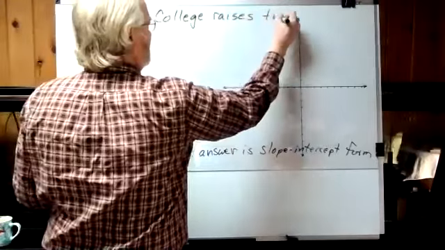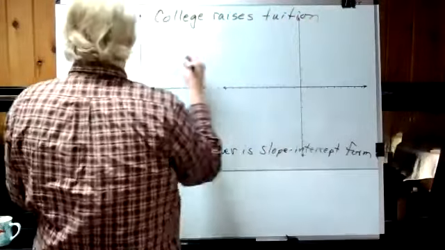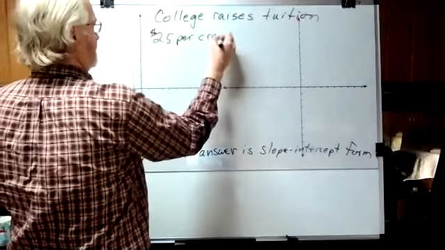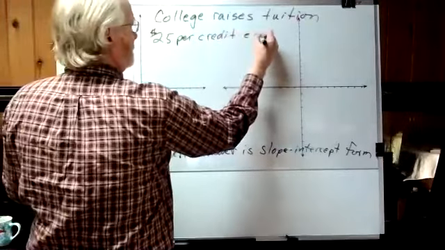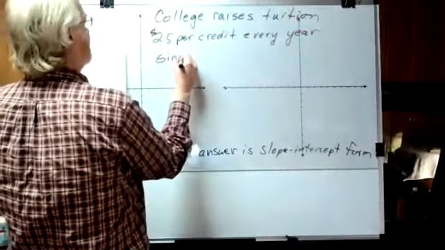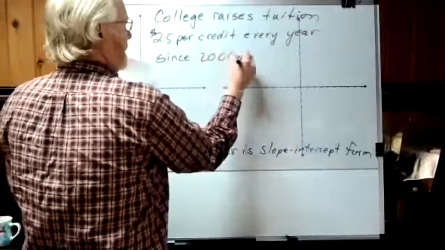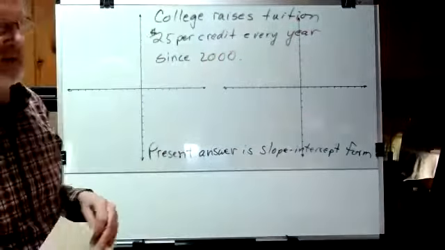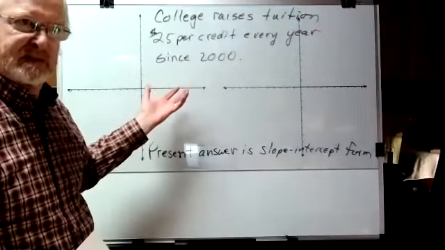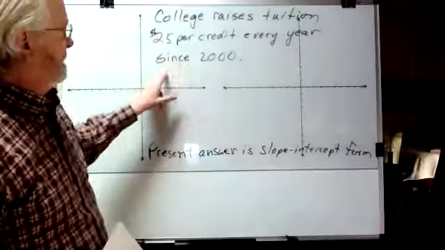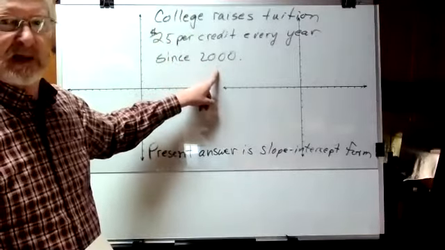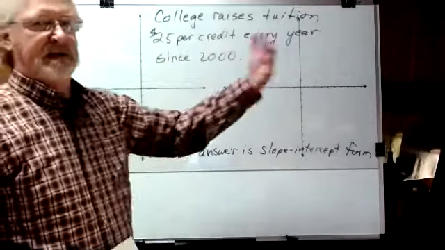Raises tuition $25 per credit every year since 2000. One of your classmates asked me a question, I think it's in the Farrell Forum, about one of the homework problems that might have been 4.6 that was based on years since a given time. So that's not unusual when you're dealing with how many years since a certain point.